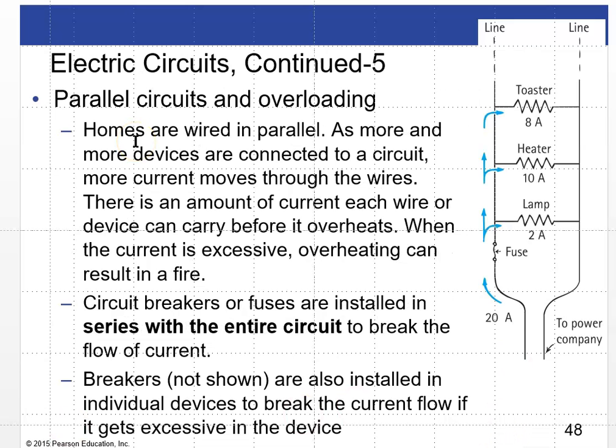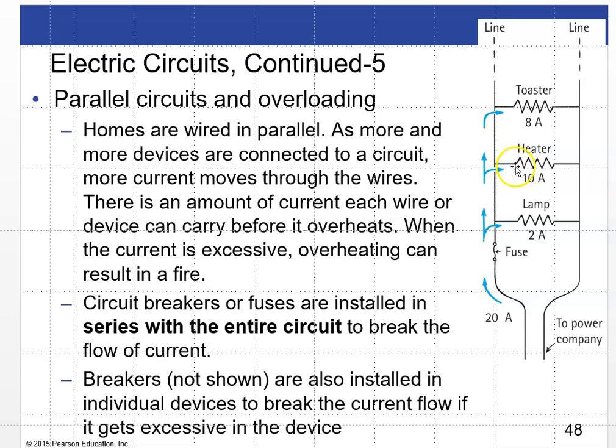There's a problem with parallel circuits in a house. Because these are all in parallel with each other, as more and more devices are connected into the circuit, more and more current is flowing through this part of the wiring here. And there's an amount of current that each wire or device can carry before it overheats. When the current is excessive, overheating can result in a fire. So they install circuit breakers in series with the entire circuit, a breaker or fuse. Of course, this fuse will see all of the current, the sum of all these currents, and that allows the fuse to cut off the entire circuit at the same time, also sensing when this is starting to overheat. Now, breakers are also installed in individual devices to break the current flow if it gets too excessive in a device.